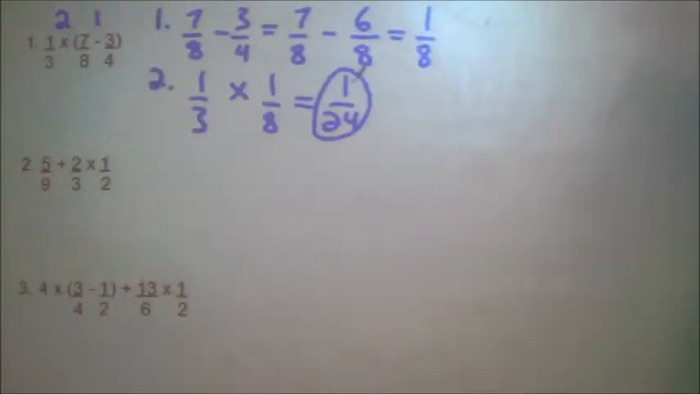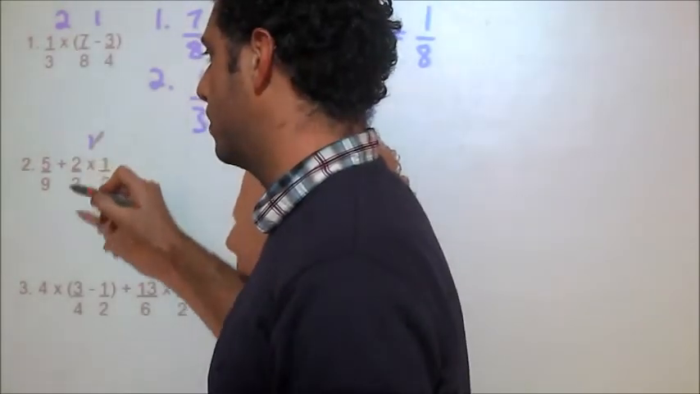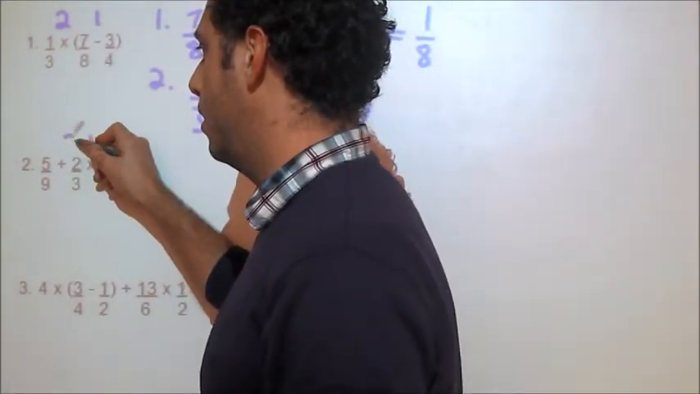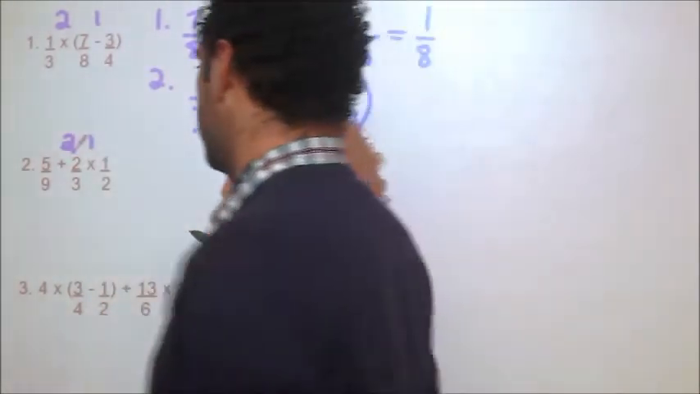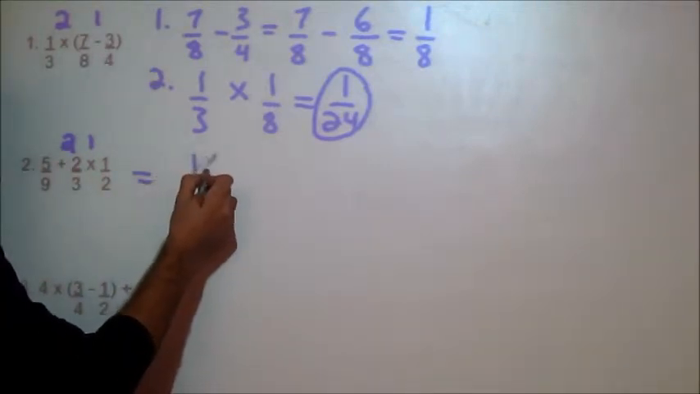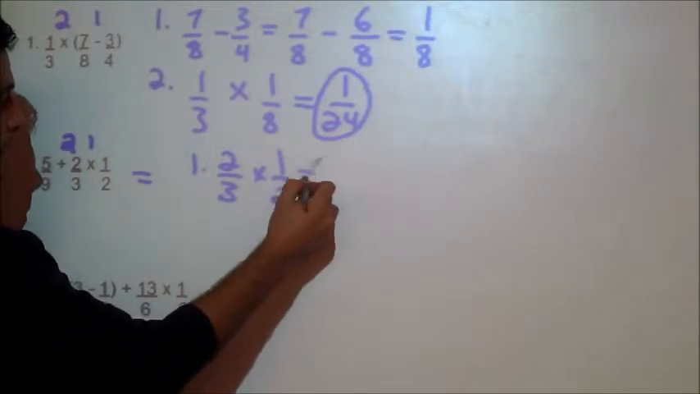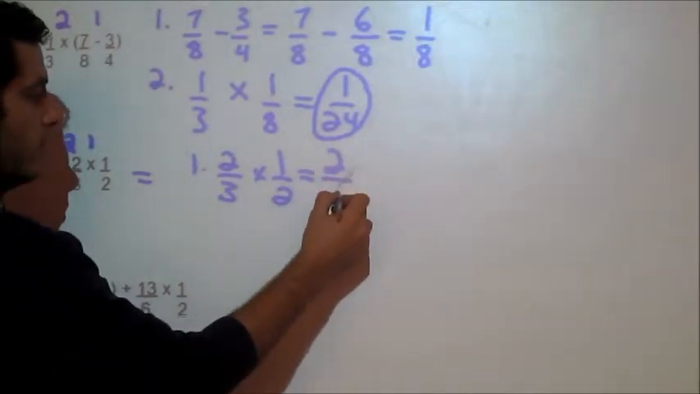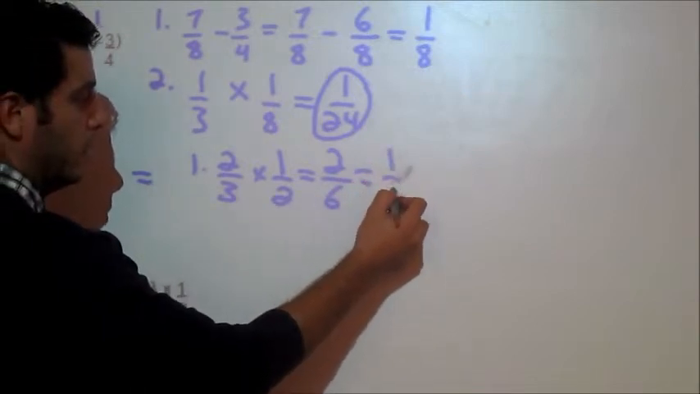How about the next one? 5/9 plus 2/3 times 1/2. According to BEDMAS, multiplication comes first, and addition would be second. So let's write out those steps. We'll multiply first. 2/3 times 1/2 would be 2 over 6, and we can actually simplify that to 1/3.